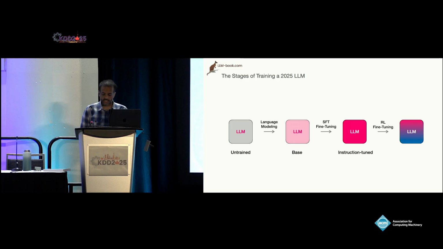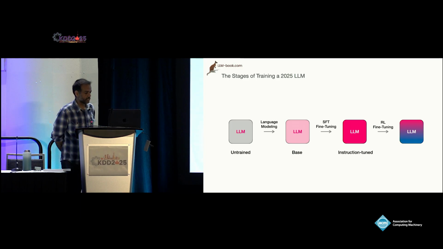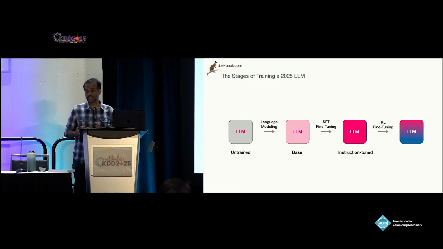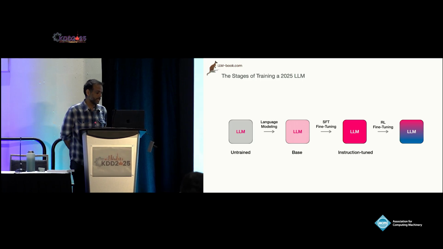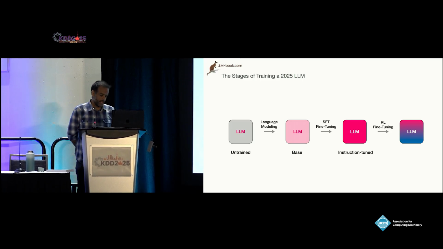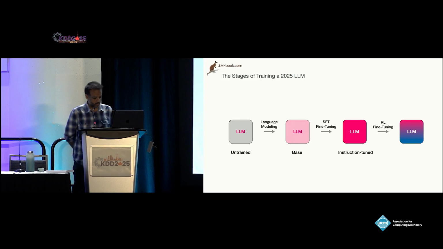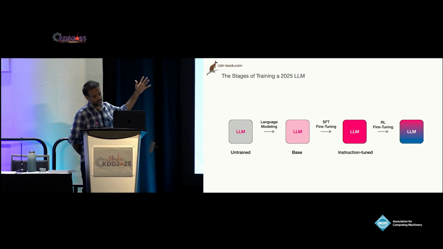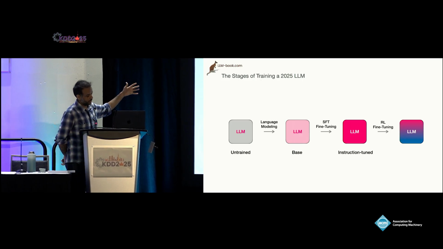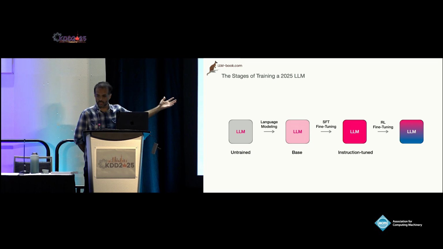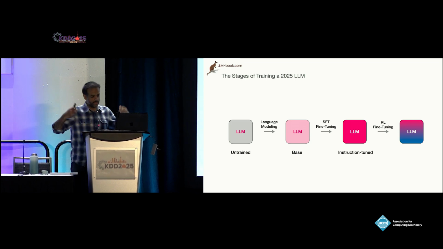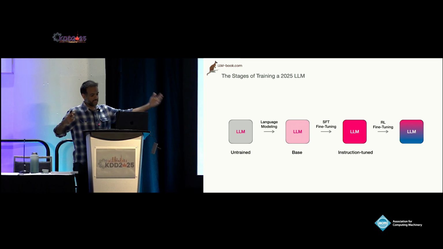The training has not changed very much. So how do you train a modern, current-generation large language model? You start with a randomly initialized model of a certain size, and you do language modeling. This is where they get their name. Predict the next word, and then you end up with a base model.